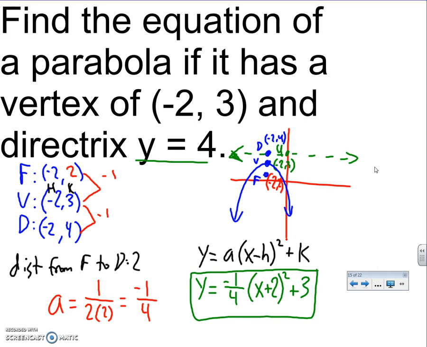All right, so it's been a while, but label F, V, D, fill it in, use common sense to find the missing one, find the distance from F to D, find A by doing 1 over double that distance, make sure you put negative if it's going down, and then you plug it into vertex form. All right, I'll stop this video here. I'll continue in part 3.